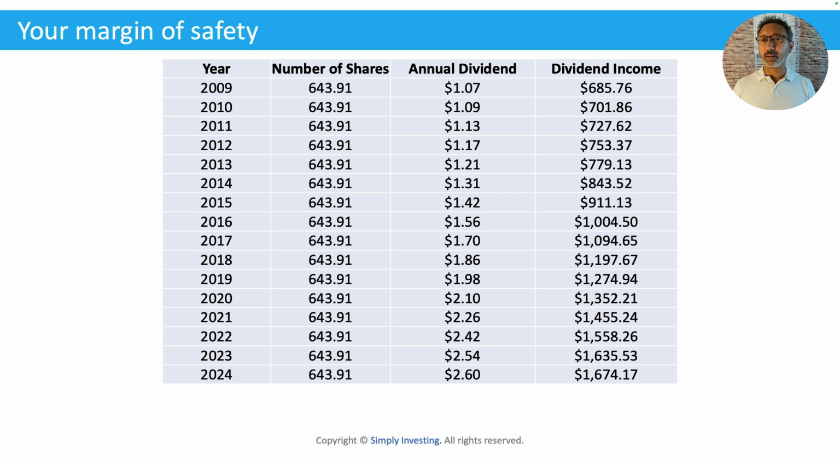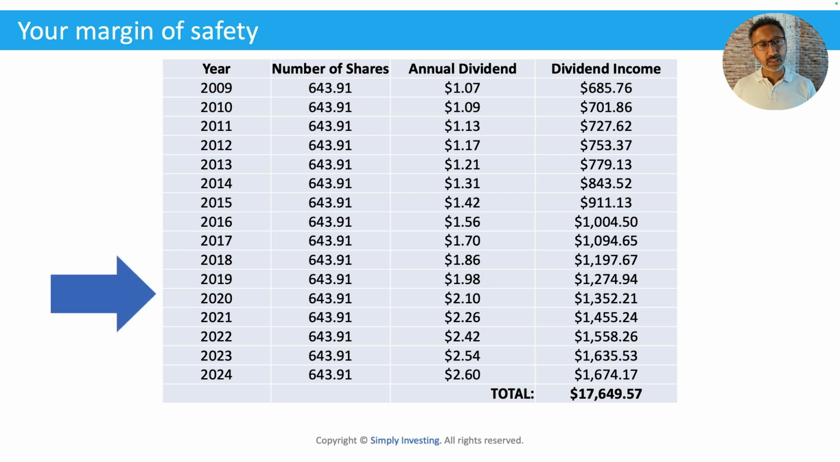Now, here's where it gets even better. If we add up all of the dividend income from 2009 till today, you can see that this company would have returned to you, the shareholder, over $17,649 in dividends. So that is incredible. Remember, your initial investment was only $10,000 and you've received over $17,649 in dividends. Now, you can see the arrow here is pointing to roughly the year 2020.